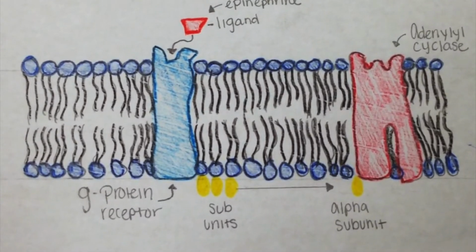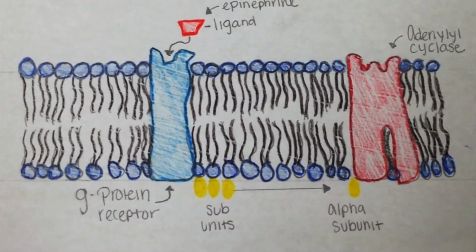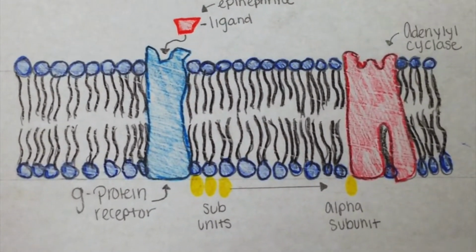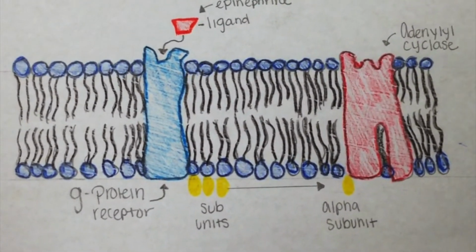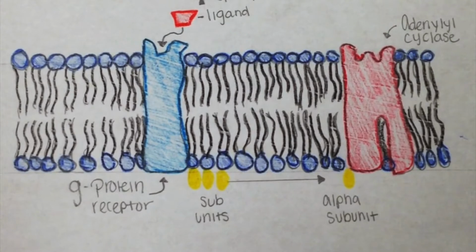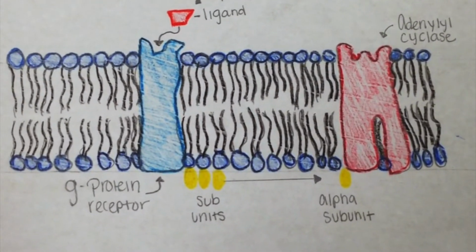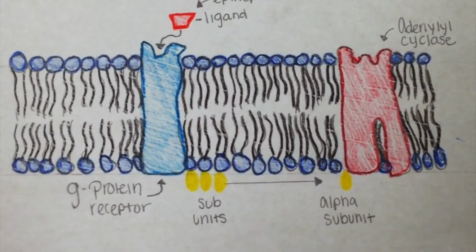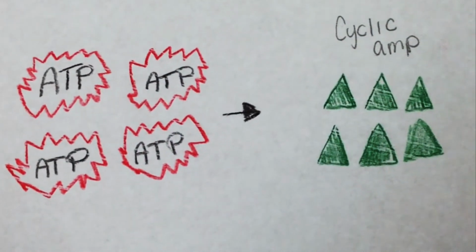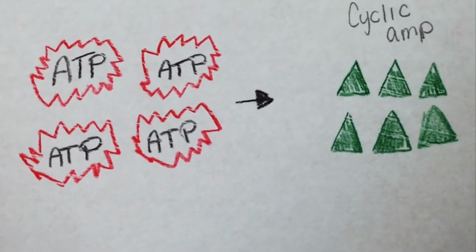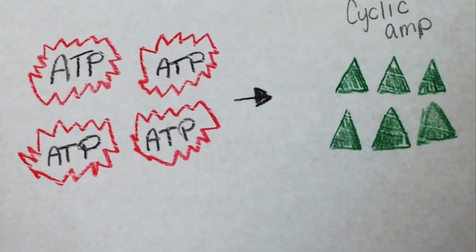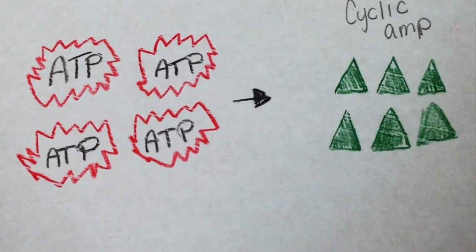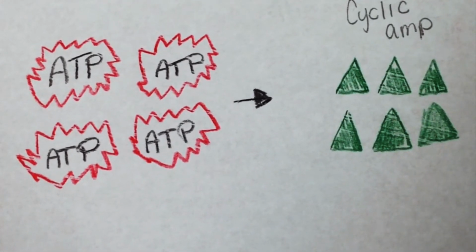This subunit goes down the membrane to a protein called adenylyl cyclase. This protein is what changes the alpha subunit from inactive to active. Now that the alpha subunit is active, it can do its job as an enzyme. In this case, the alpha subunit converts ATP into cyclic AMP, which is known as a secondary messenger. ATP does this by dropping off two phosphates.